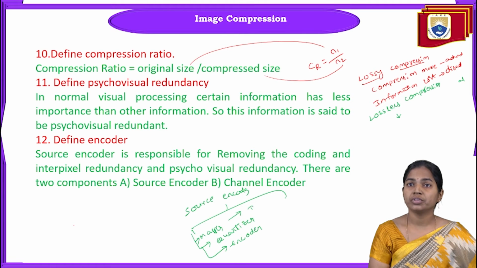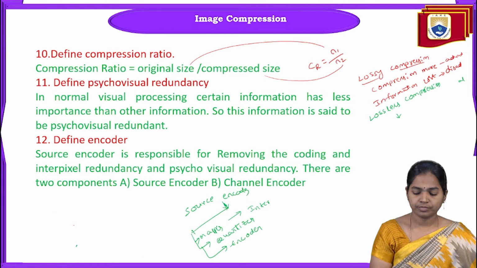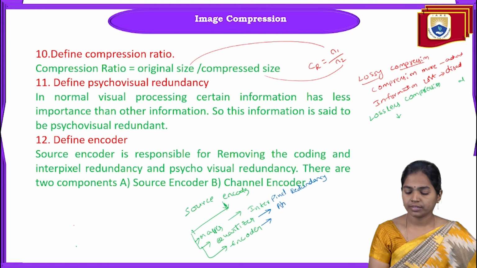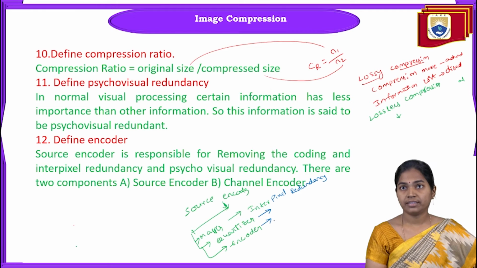In the mapper, we are using interpixel redundancy. In the source encoder, we are using interpixel redundancy. In the quantizer, we are using psychovisual redundancy. In the encoder, in the source encoder technique, we are using coding redundancy.